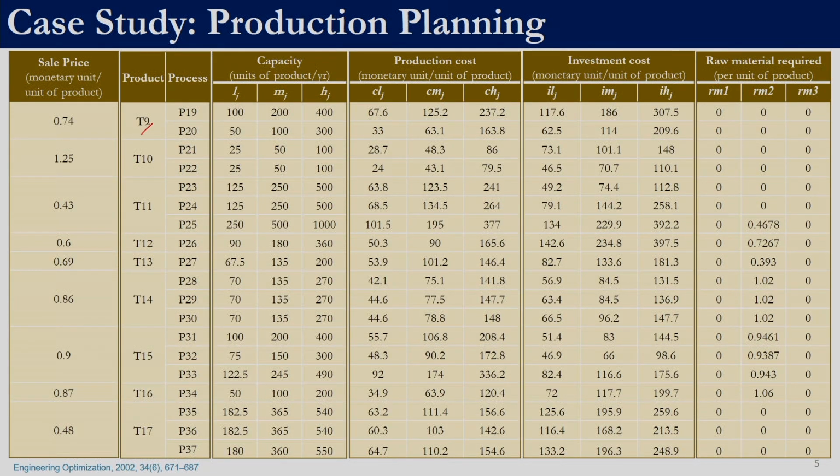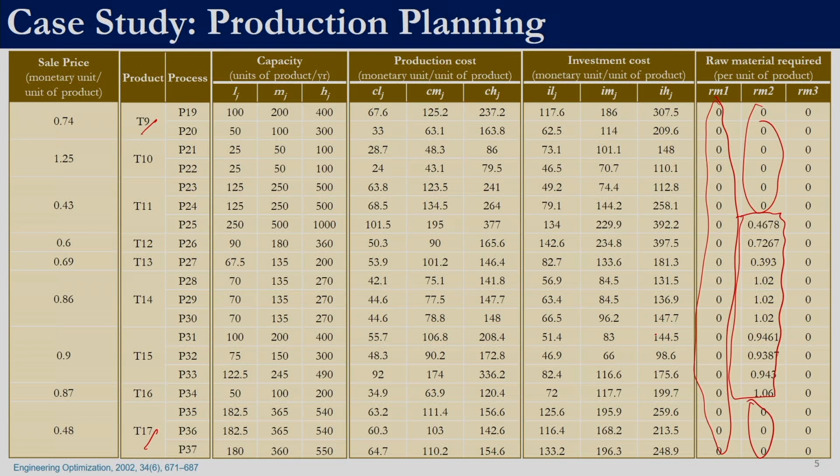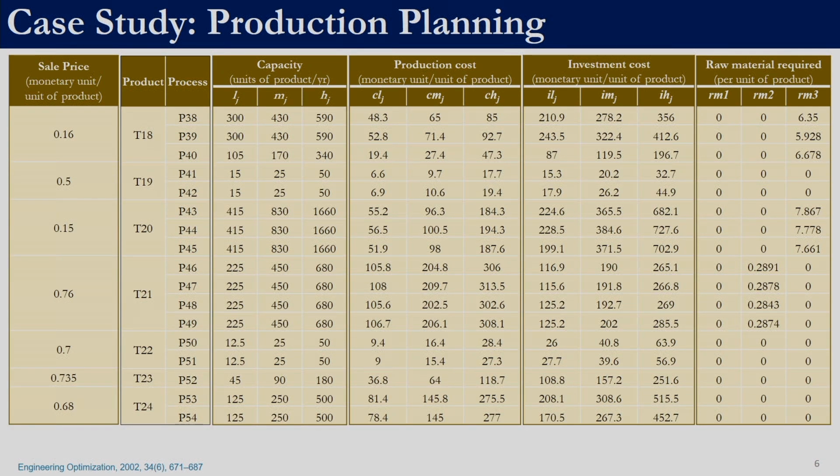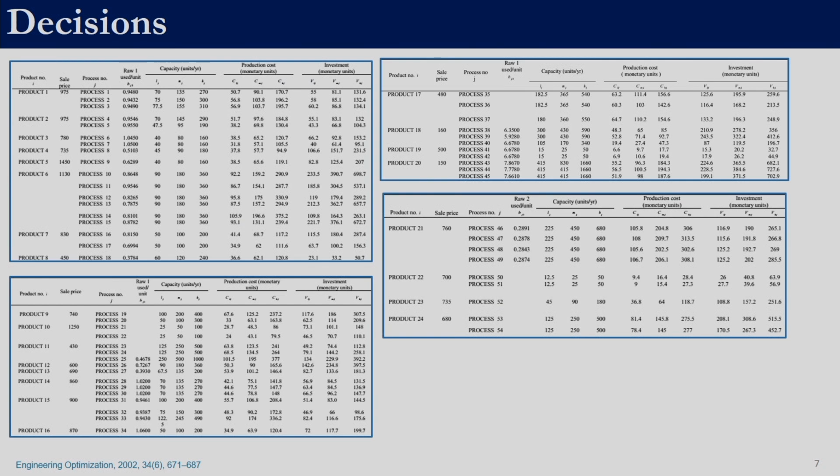So this is from product 9 to 17. Here, raw material 1 is not required, and raw material 2 is not required for these processes. Raw material 2 is required for these particular processes, and none of these processes use raw material 3. For example, for processes P35, P36, P37, it does not use any of these 3 raw materials. That means it uses some other raw material on which we do not have any constraints. Here we are only considering those raw materials on which we have availability constraints. This is the last section of the data. Here raw material 3 is required for these processes. This is the same data which we have shown you.